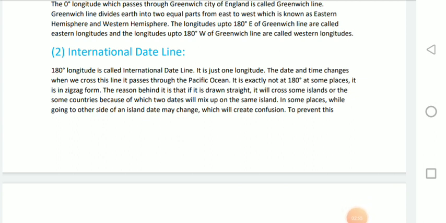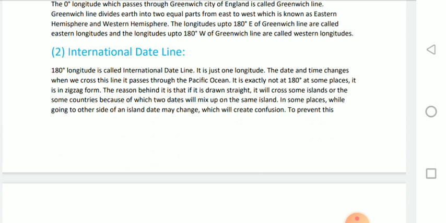Now let's see the international dateline. The 180 degree longitude is called the international dateline. It is just one longitude. The date and time change when we cross this line. It passes through the Pacific Ocean. It is not exactly 180 degrees at some places. It is in zigzag form.